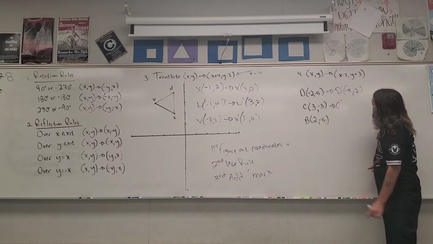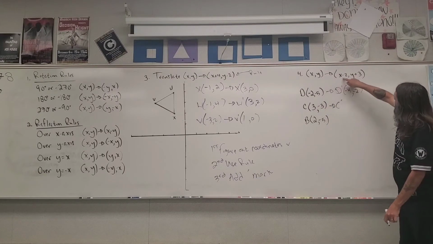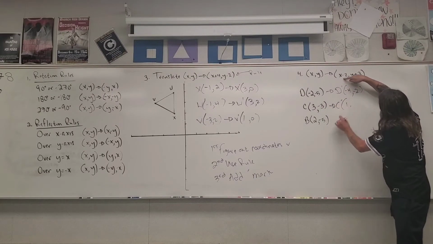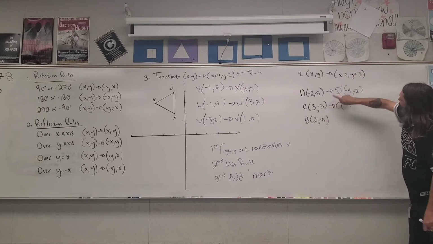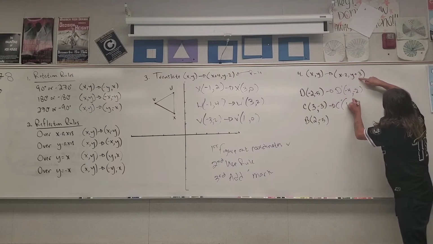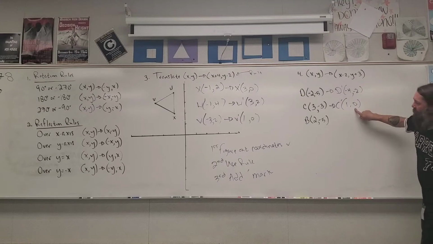C goes to C prime. If I have 3, I owe 2. That means I still have 1. If I owe 3, I have 3. That means I broke even and I have nothing.